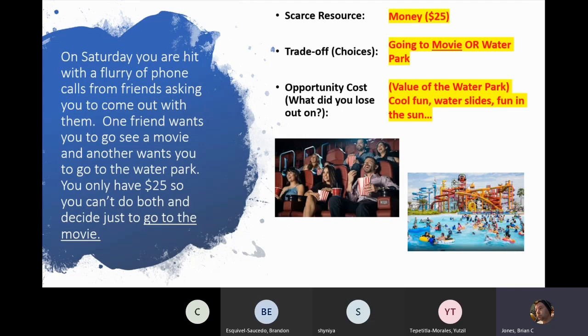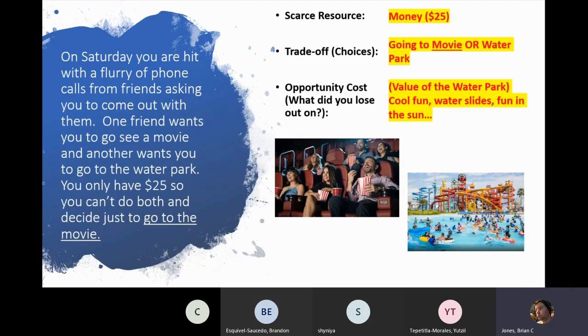Now, if you had enough money, you possibly could do both, all right? You go to the water park during the day, go to the movie at night, if you had enough money. But here, the scarce resource is the money. It's because you don't have enough money. That's why you have to choose. And that's what economics is about, making choices and evaluating your choices.